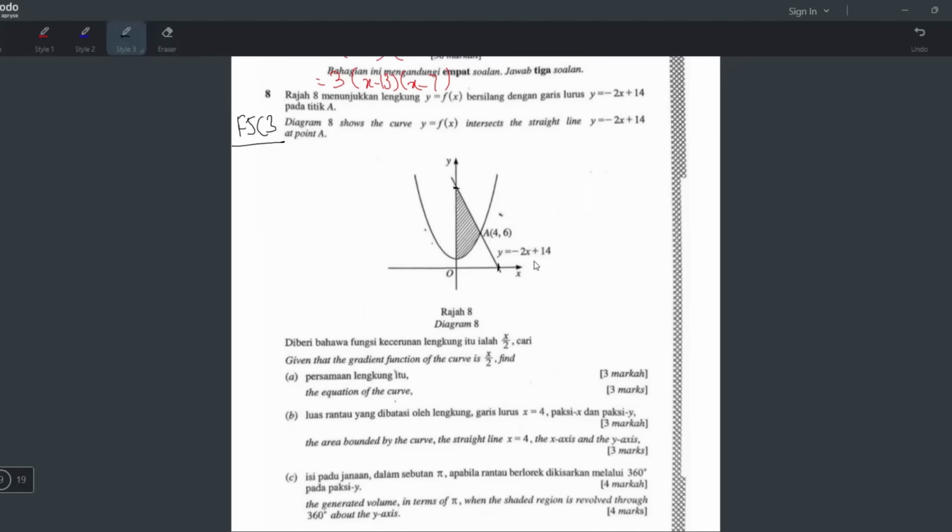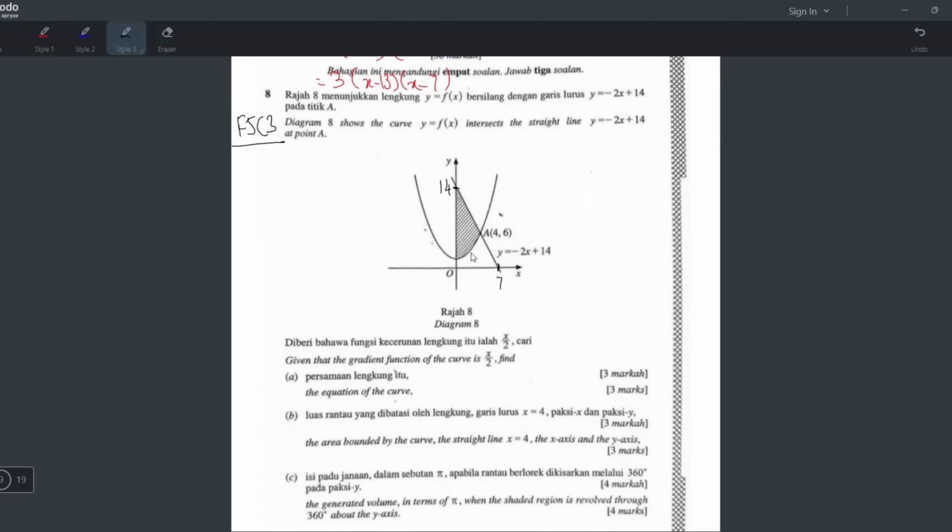Very easy. You have the equation of the straight line. Just sub x equals 0, y equals 0. When you sub x equals 0, you get y is 14. So the y-intercept is 14. When you sub y equals 0, you get 0 equals negative 2x plus 14. So 2x is 14, x is 7. So the x-intercept is 7.